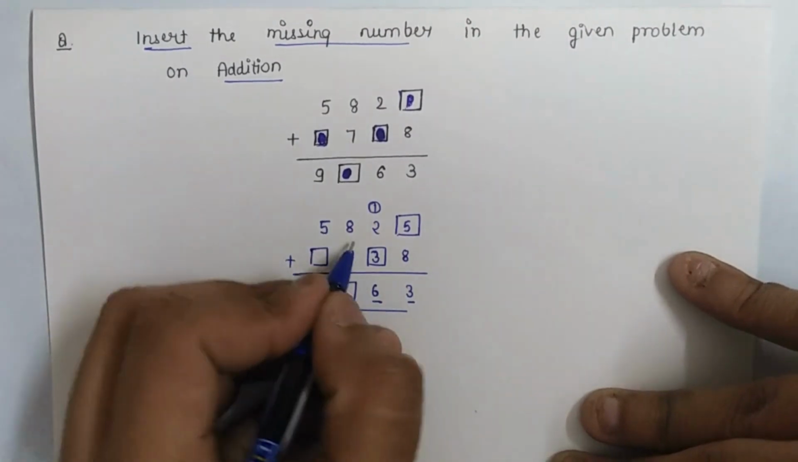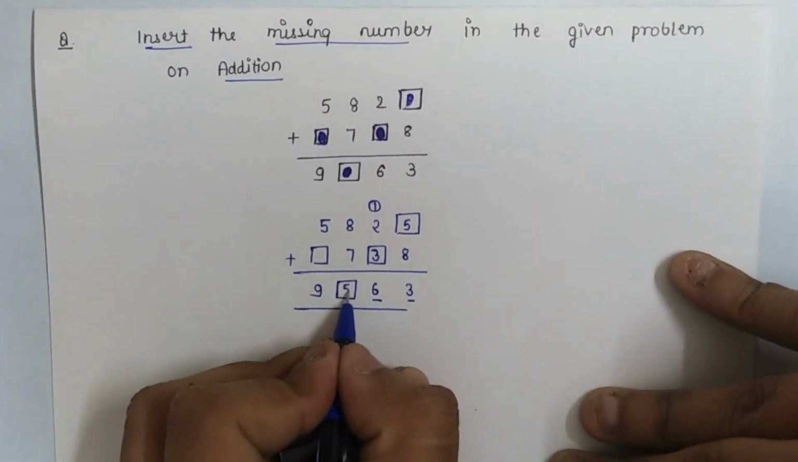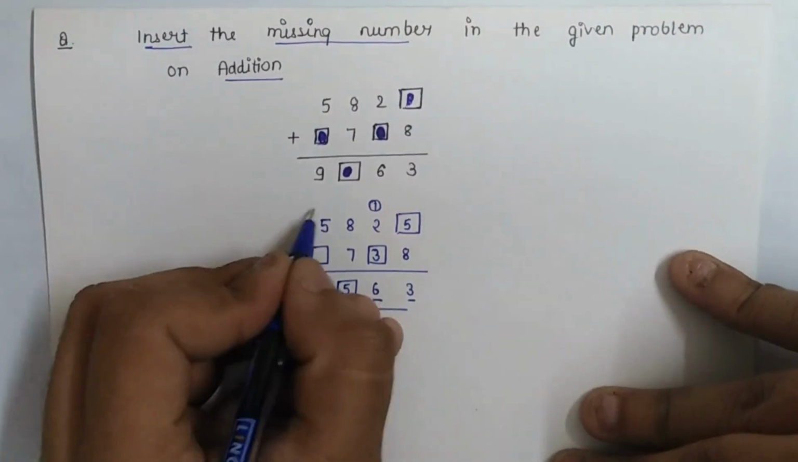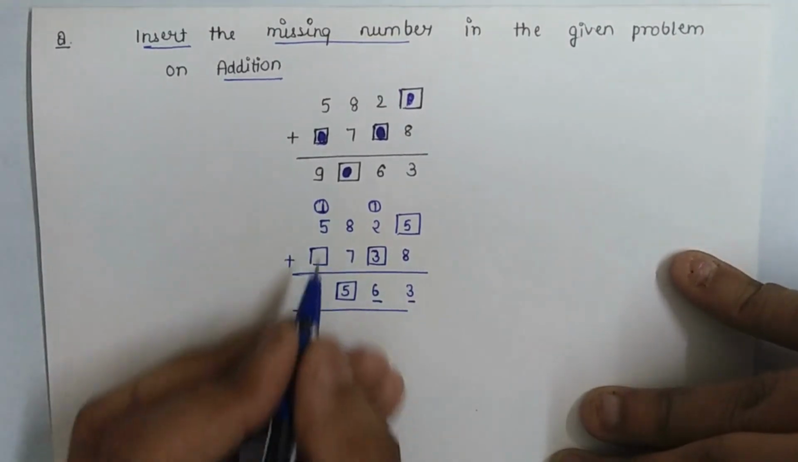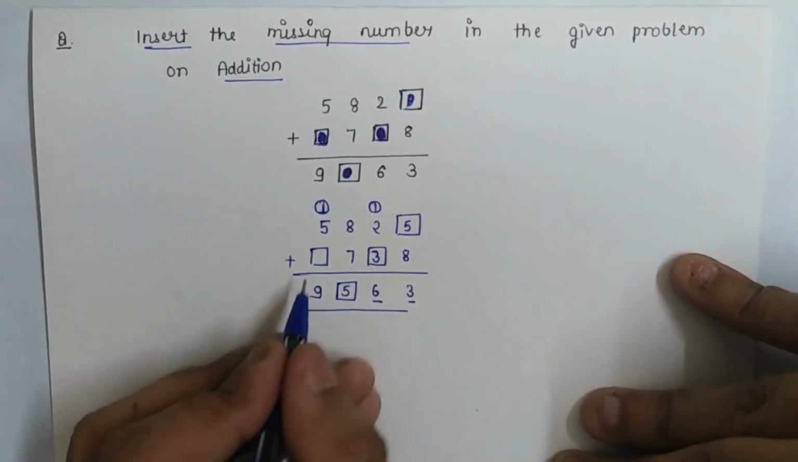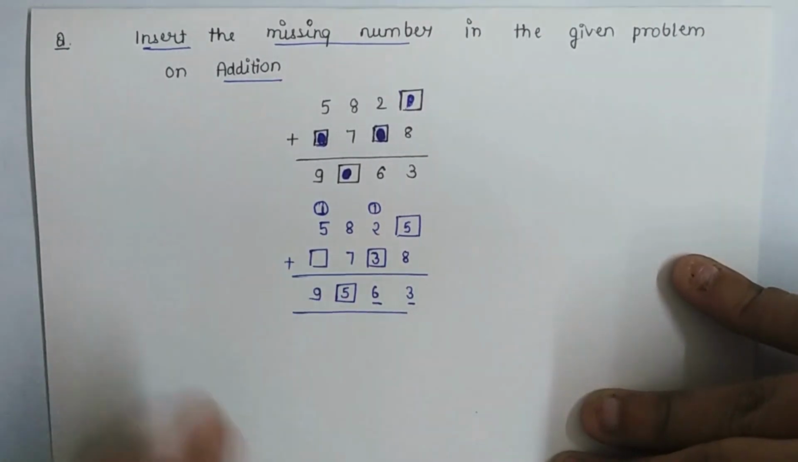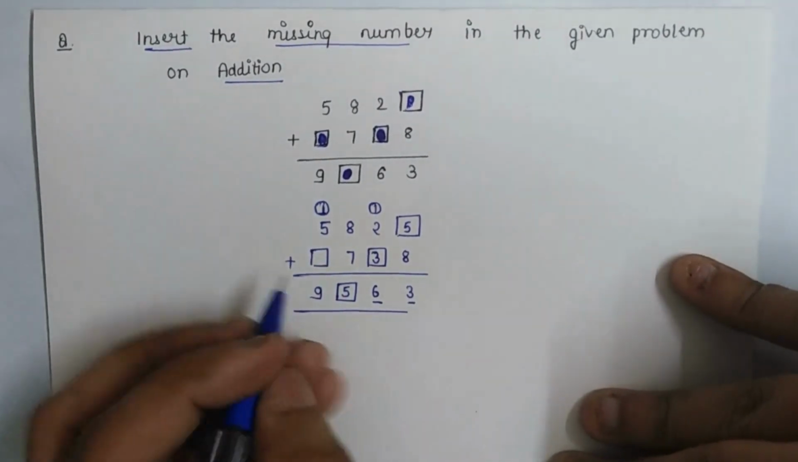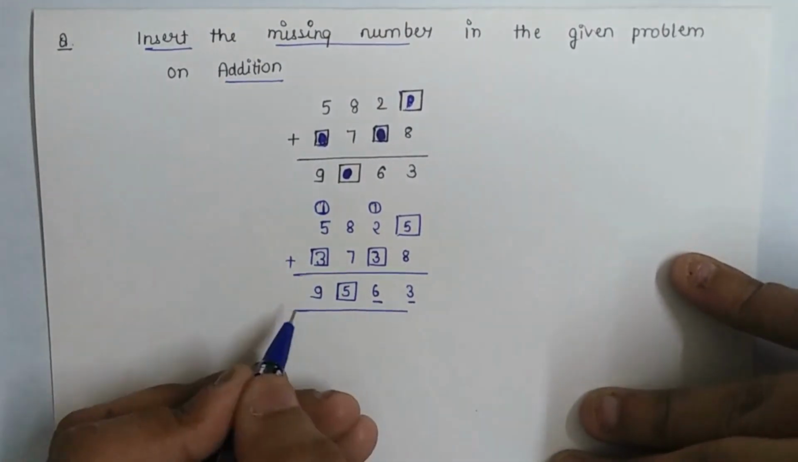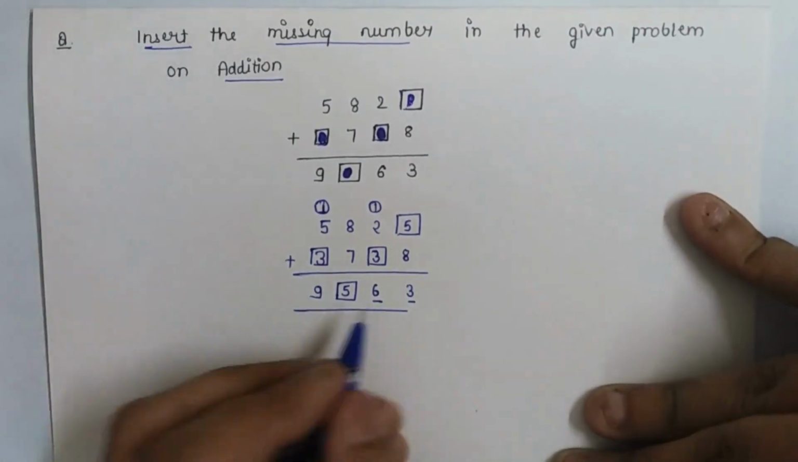Now if you take a look here, 8 plus 7 is 15. So 5 will come here, and 1 is a carry, and 5 plus 1 is 6, and something we are adding to 6. 6 plus 1 is 7, 6 plus 2 is 8, so if I do 6 plus 3, we will get 9. So this is 9. That's how this will be solved.